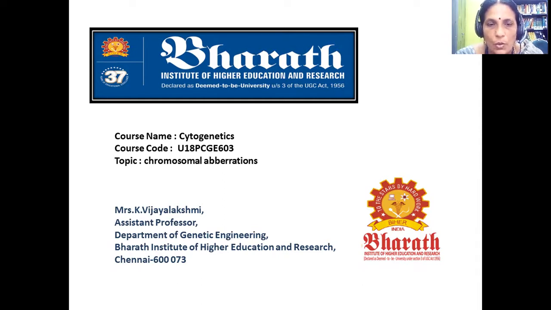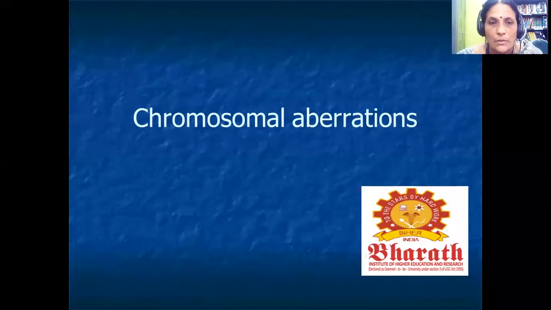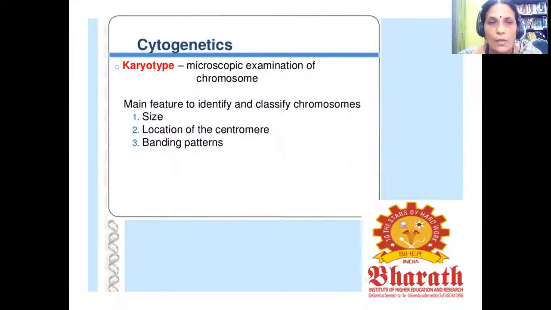The topic is chromosomal aberrations. First of all, know what cytogenetics is. In this, what is a karyotype? A karyotype is a microscopic examination of chromosomes. The main features used to identify and classify chromosomes are size, location of the centromere, and banding patterns.